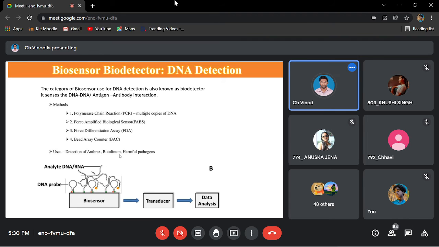Like anthrax, botulinum, harmful pathogens. As in the case I have observed, I have told you earlier that we are actually looking for COVID and all. So this way we can go for the DNA detection method.